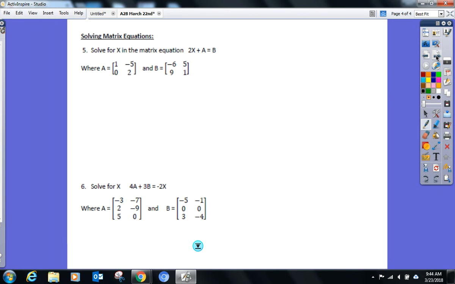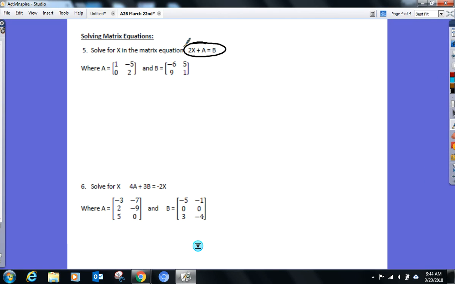Solving a matrix equation now. Solve for X. So basically, here's what I'm looking for. I need a matrix that I can multiply by 2, add it to matrix A, and I'll be left over with matrix B. That sounds like a mouthful, but it's not, because I'm going to make this easy on you. Don't even touch each matrix. Take this equation and solve it for X first before you touch any of the matrices.